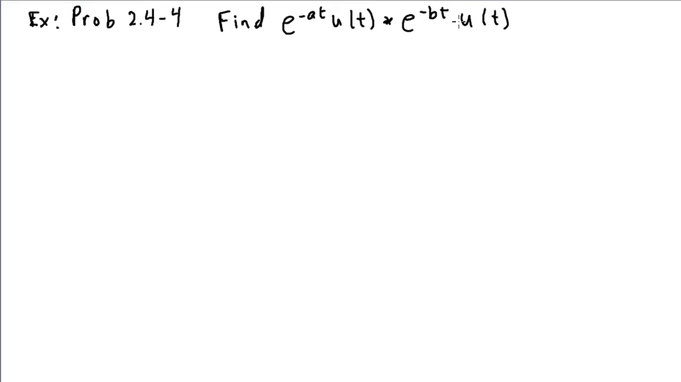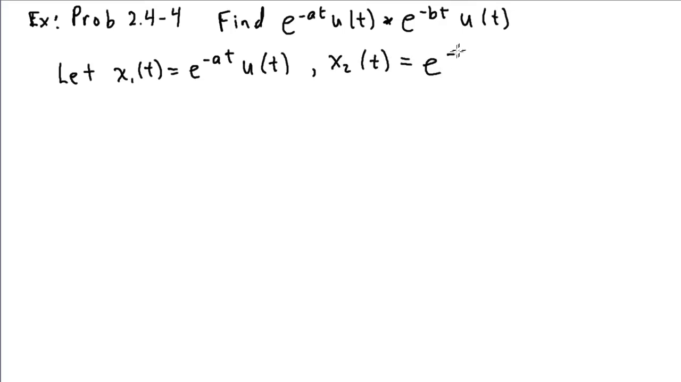Okay. There's a table in your textbook, actually table 2.1, I think on page 177, that lists some common convolution pairs, and this particular pair is in that table, but we'll go through the process of actually explicitly evaluating the convolution integral, because you won't find all pairs of functions, of course, listed in that table. So we'll let x1 of t equal e to the minus at u of t, and x2 of t equal the second function, e to the minus bt u of t.